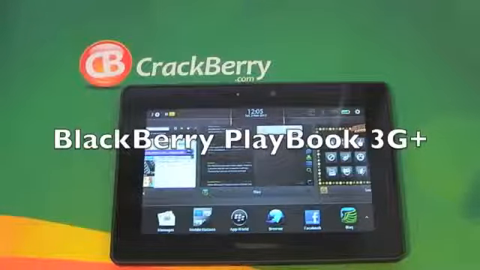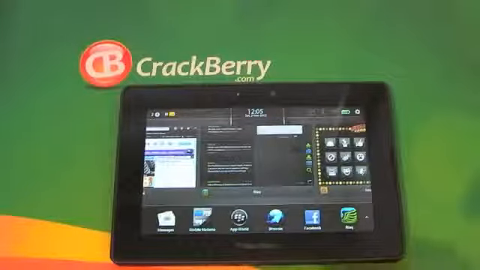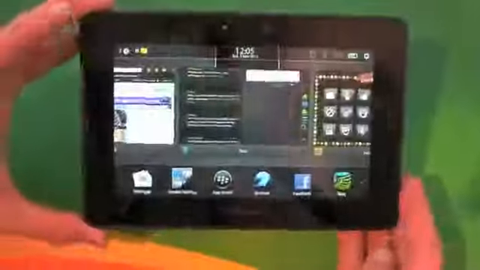Hi, this is James from crackberry.com, and I'm here with a PlayBook. If you saw the post that Blaze posted just the other day, on the UK BlackBerry website, they've announced that the 3G Plus PlayBook is now available. I'm not one to say that somebody maybe pressed that publishing button just a little bit early, but who knows, these things happen. Anyway, essentially, this is the 3G PlayBook, and there's two ways to tell that.